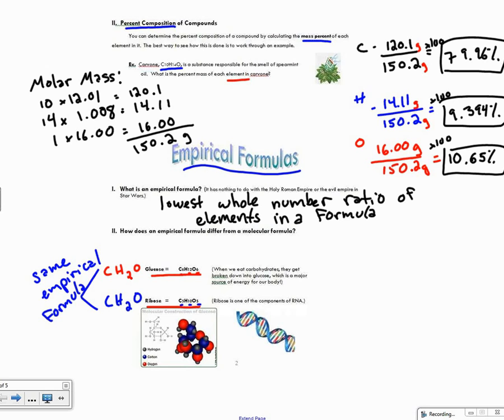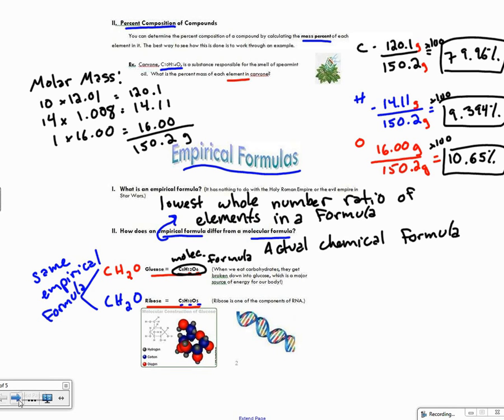But we need another term, though, because in real life, glucose and ribose are not the same element. And that brings us down to the second bullet point here. How does an empirical formula differ from a molecular formula? Well, the empirical formula is what we said right up there. The molecular formula is the actual chemical formula. So in this case, the C6H12O6, this is the molecular formula. It's what it actually is in real life. No reducing down to the ratios or anything like that.